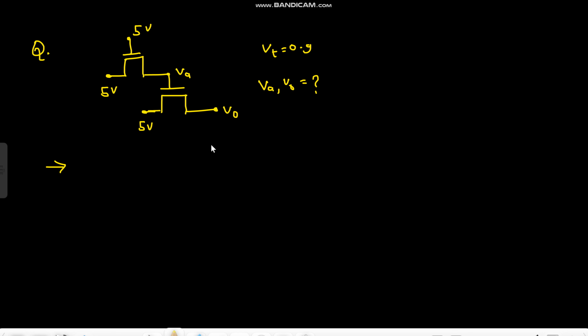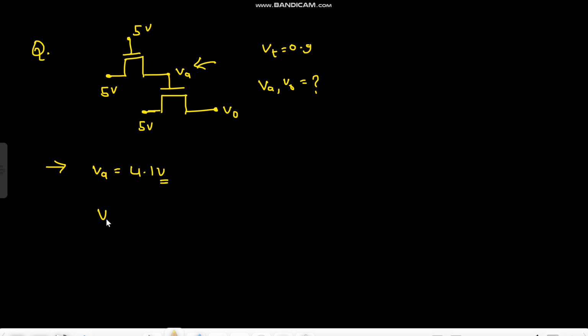I can take one more question here. Let me write it and then explain. Now this is the question. You may write the answer first, before seeing the solution. So here, what will be the VA value? VA will be 4.1 volt. As per the last question, VGS value can go up to 0.9. So VA would be 4.1.